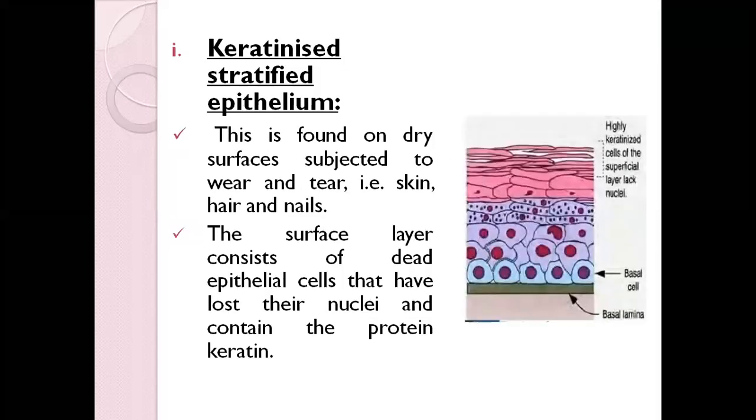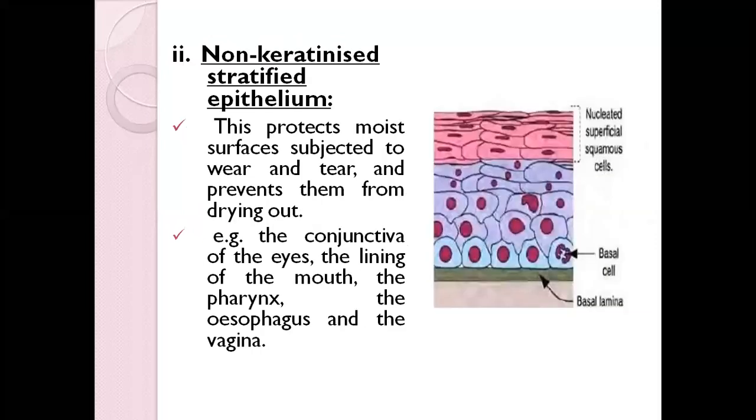Keratinized epithelium is seen on dry surfaces and helps protect the layer. Non-keratinized epithelium is formed on moist surfaces and protects them from drying out, so it helps in keeping those surfaces moist.